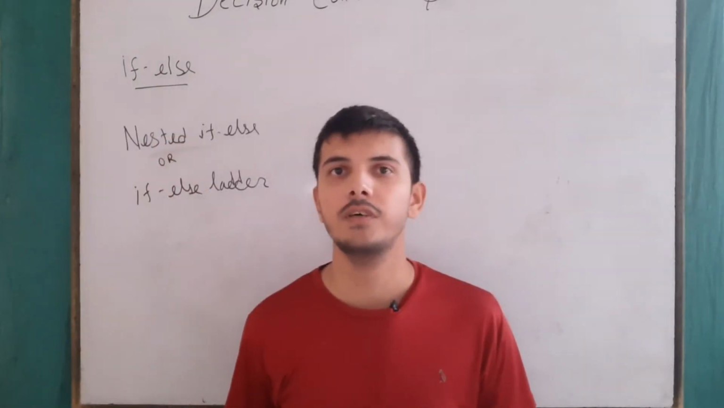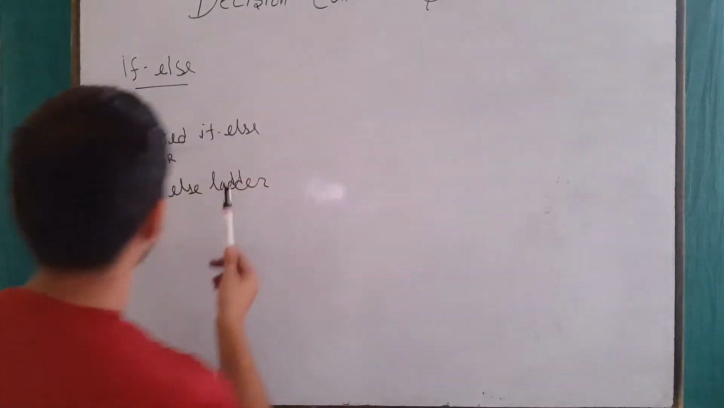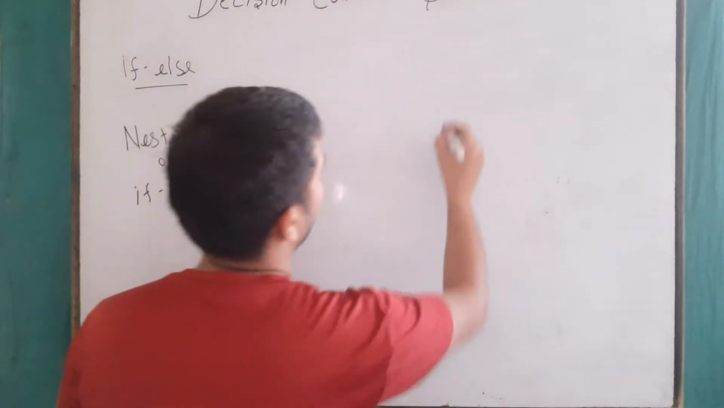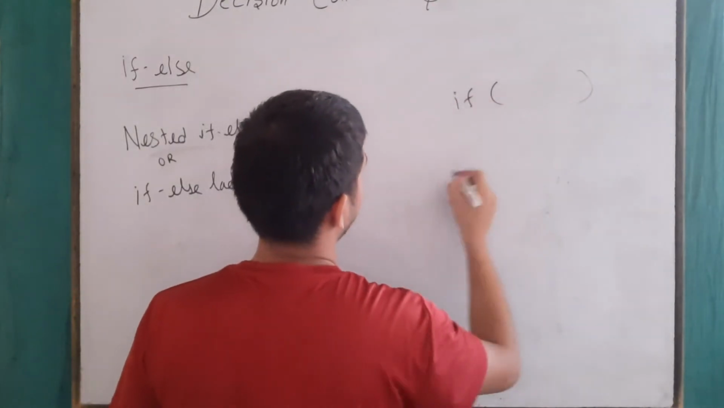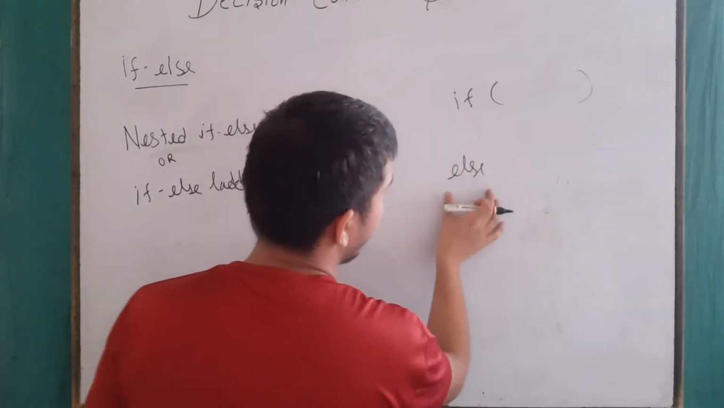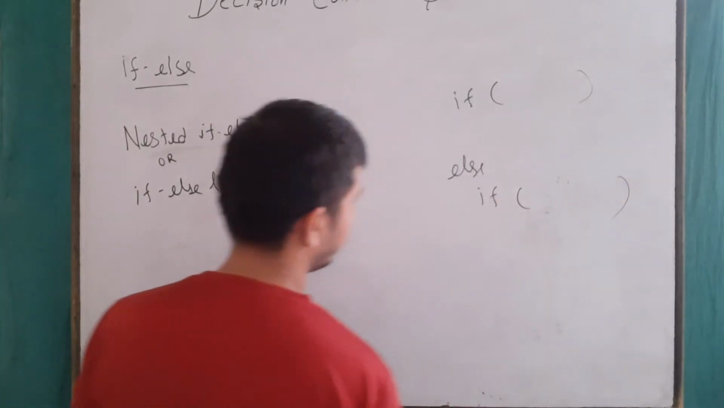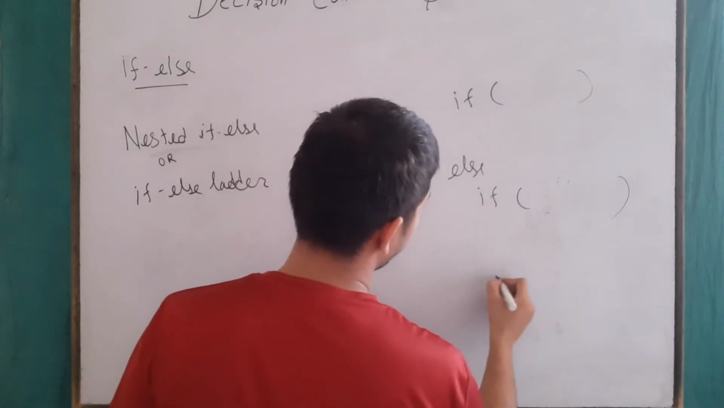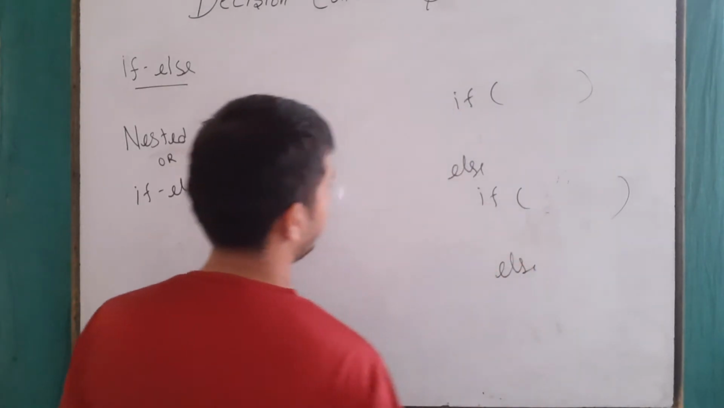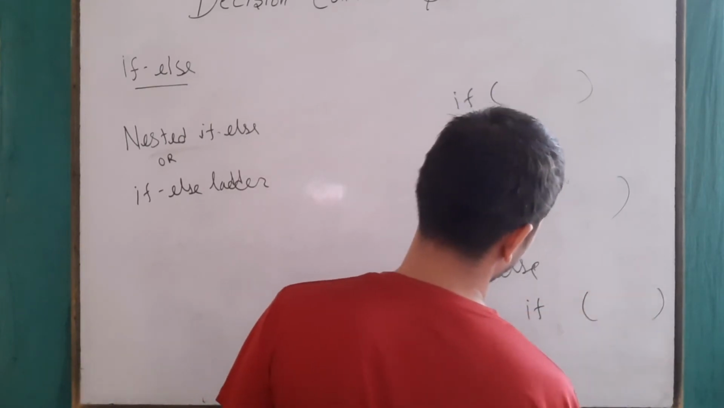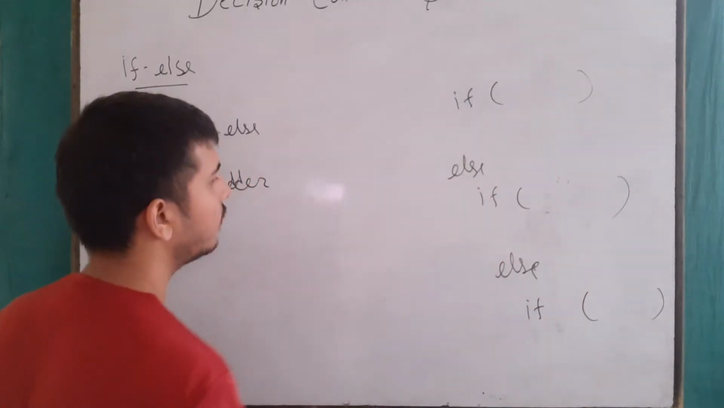Now there is one more concept which is known as nested if else, or if else ladder. It means that when I do an if condition else, in the else block I will also do another condition, right? Then in its else part I can write another condition again. So this is how a ladder goes on.